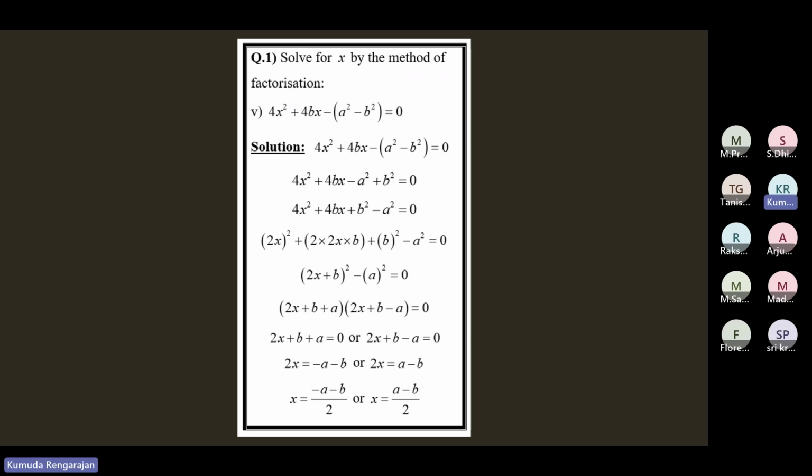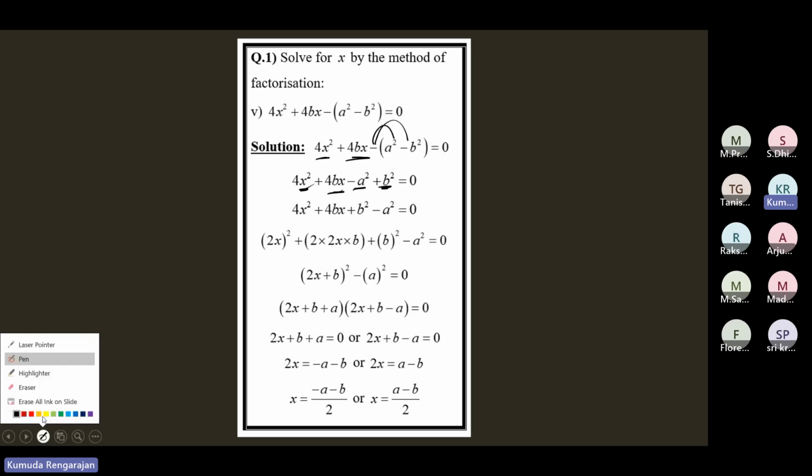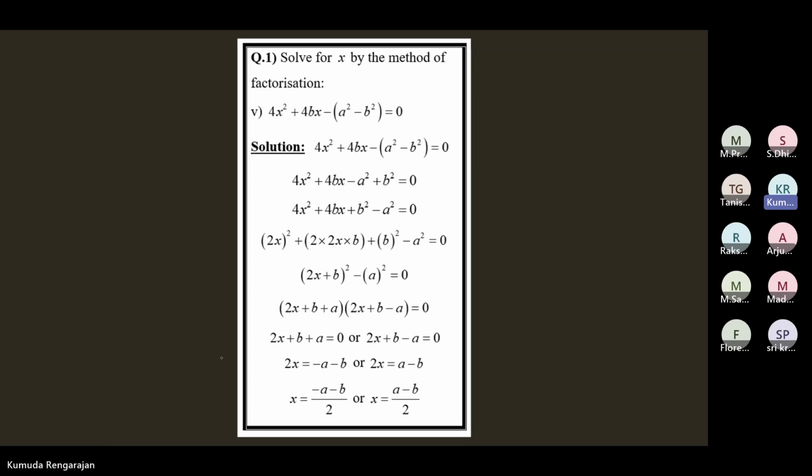So here it is plus 4bx. You should group this 4bx with b square and x square. So the first step is to open up the bracket: 4x square plus 4bx minus a square plus b square is equal to 0. That's the first step. Open the bracket.